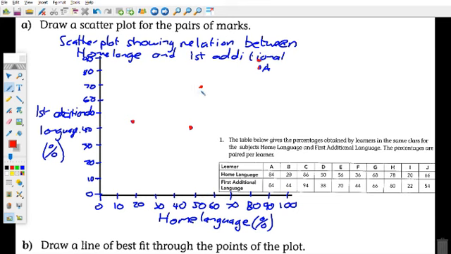Okay, we're using our ruler. 36. Okay, 68 over here. 68, 66. So that's somewhere there. So we're using our ruler to find these points. Okay, 78.